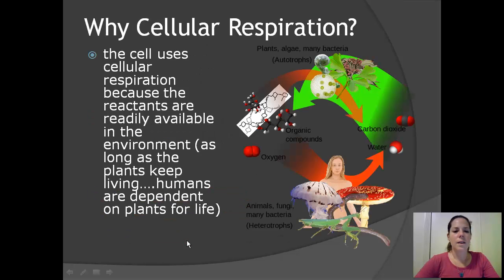So why does the cell use cellular respiration for energy rather than some other chemical reaction? The cell uses cellular respiration because the reactants are readily available in the environment. The plants provide the oxygen that is needed through the process of photosynthesis, and the plants also provide the glucose required when fruits and vegetables are eaten by a human.